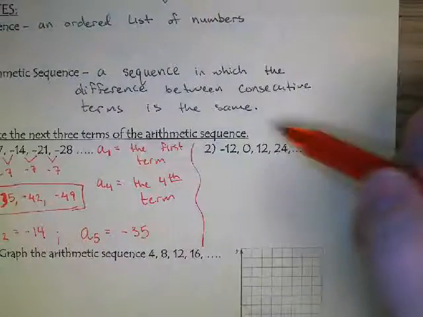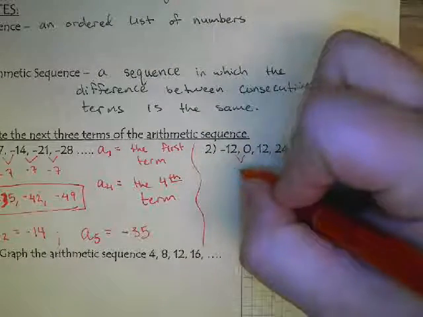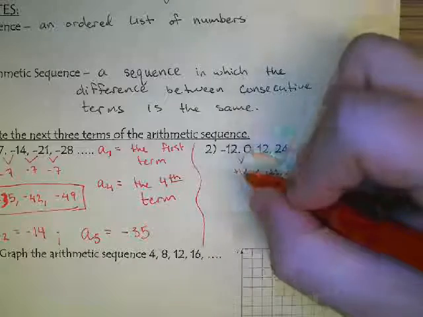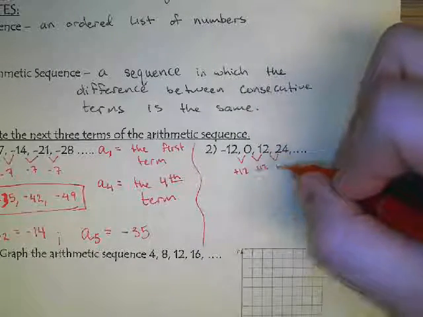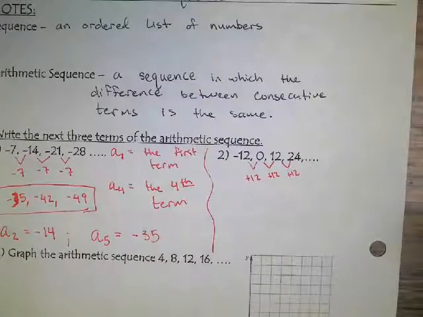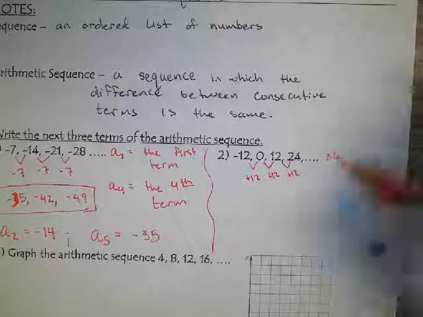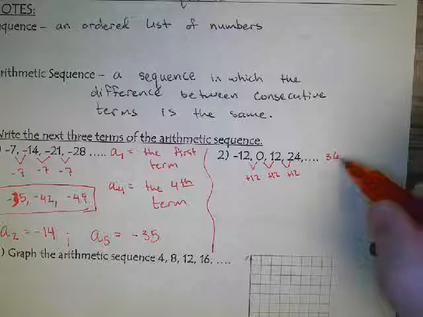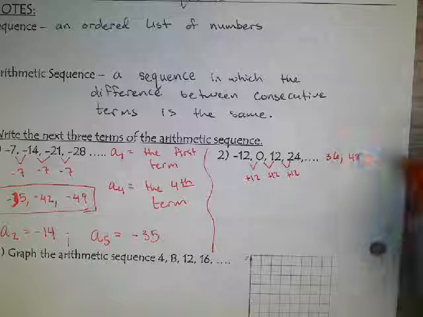Okay, so let's find the next three terms in the sequence. As I go from term to term, I am adding 12. Negative 12 plus 12 is 0. I'm adding 12 to get there, and then adding 12 to get here. So I'm adding 12 each time for this sequence. My next three terms would be 36, 48, and 60.